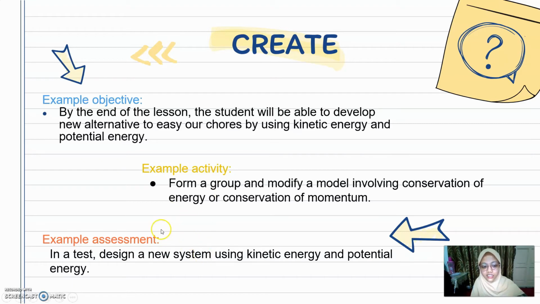Lastly, the example for assessment is, in a test, students need to design a new system using kinetic energy and potential energy. So, the highlight of this level is that a student needs to be creative and innovative to form something new with the knowledge that has been taught to them.